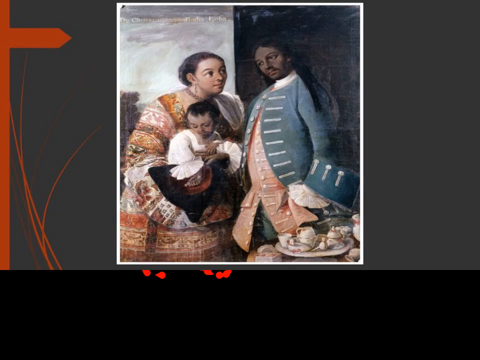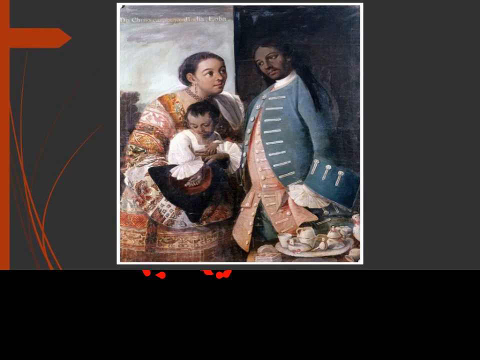Okay, and our last image, clothing and status in colonial Mexico. So what indication of status, ambition, or upward mobility can you identify in this image? And keep in mind the status here is associated with race and gender as well as possession of foreign products.